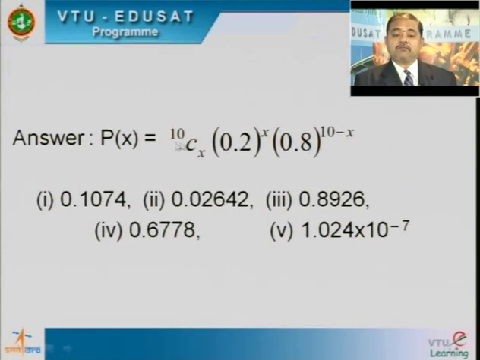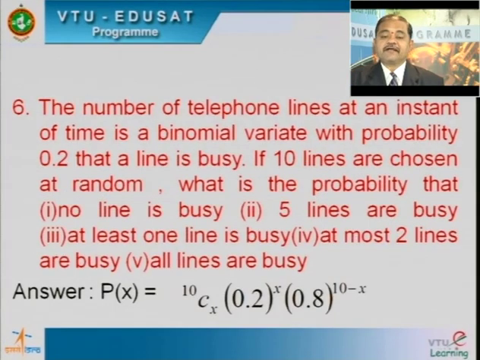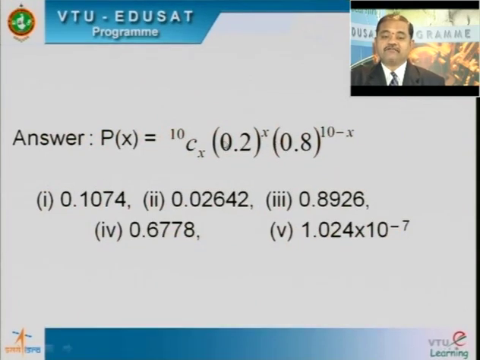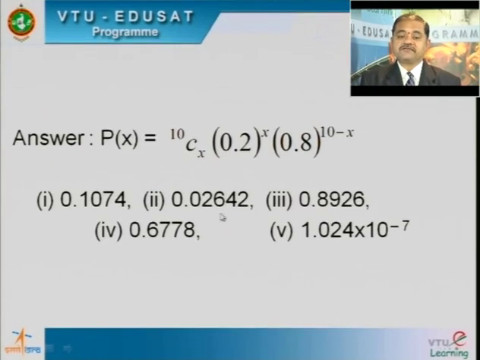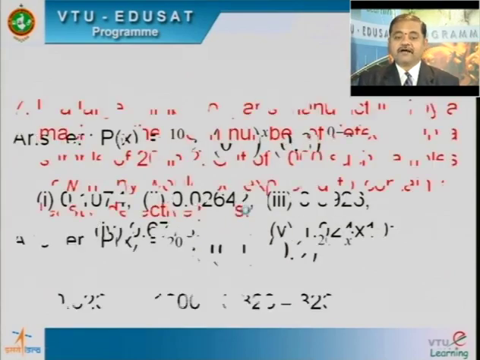To get the first result, put x is equal to 0: 10C0, 0.2 power 0, 0.8 power 10 minus 0. Using a calculator, the first answer is going to be 0.1074. Then what is the second question? The second question is 5 lines are busy. So put x is equal to 5: 10C5, 0.2 power 5, 0.8 power 10 minus 5, again 5. Use a calculator, you will get the result 0.02642.